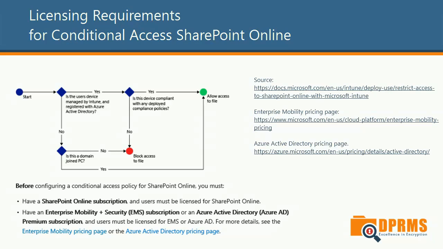But as of right now, before configuring conditional access for SharePoint Online, of course, you need a SharePoint Online subscription for the users that want to access SharePoint, and you will also need to have an Enterprise Mobility plus Security subscription or an Azure Active Directory Premium subscription, as users must be licensed for EMS or Azure AD.